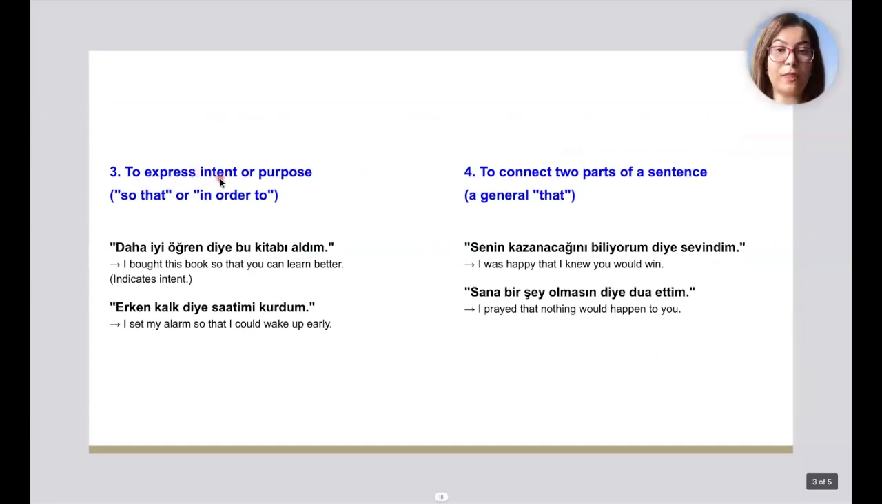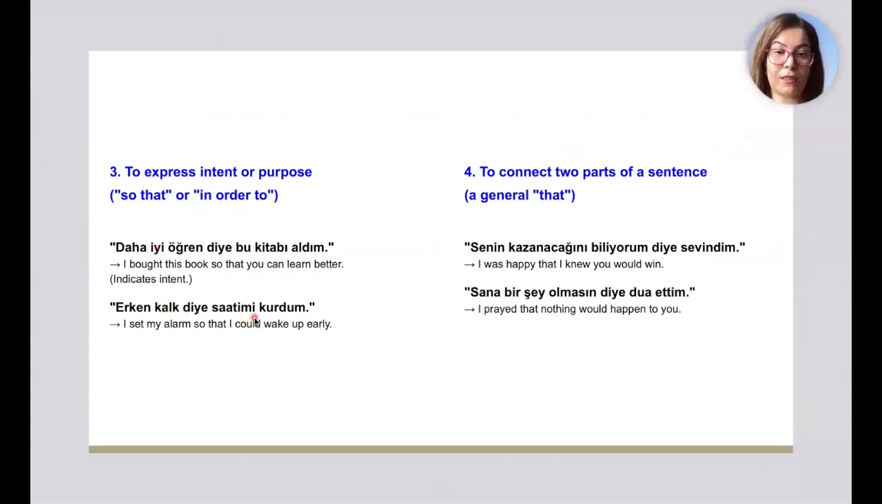Number three, to express intent or purpose. It can have the meaning of so that or in order to. Daha iyi öğren diye bu kitabı aldım. I bought this book so that you can learn better. It indicates your intention. Daha iyi öğren diye bu kitabı aldım. So you can learn better.